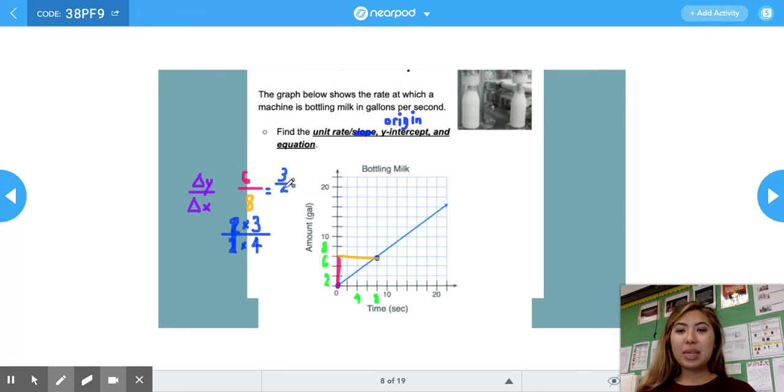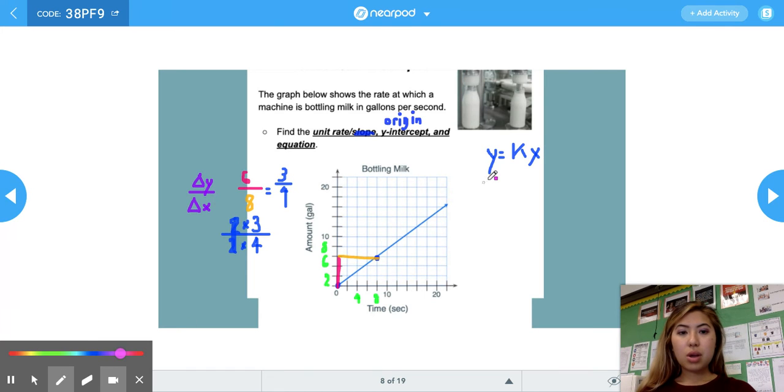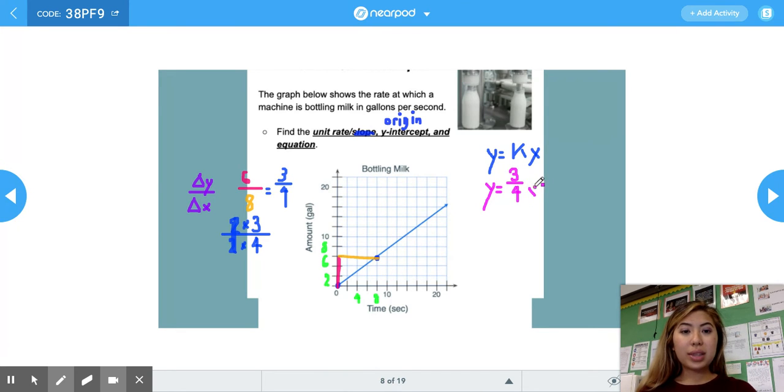And now that I have my slope, I can write my equation. Since it's a proportional relationship, it's always going to be in the form of y is equal to k times x. So my equation is going to be y is equal to 3/4 times x, or if I were to write this as a decimal, I divide 3 by 4, and I would get 0.75. So my equation would be y is equal to 0.75x.